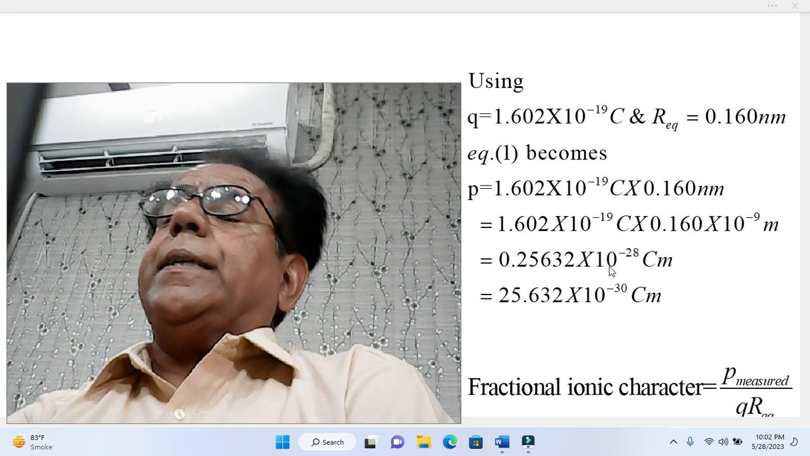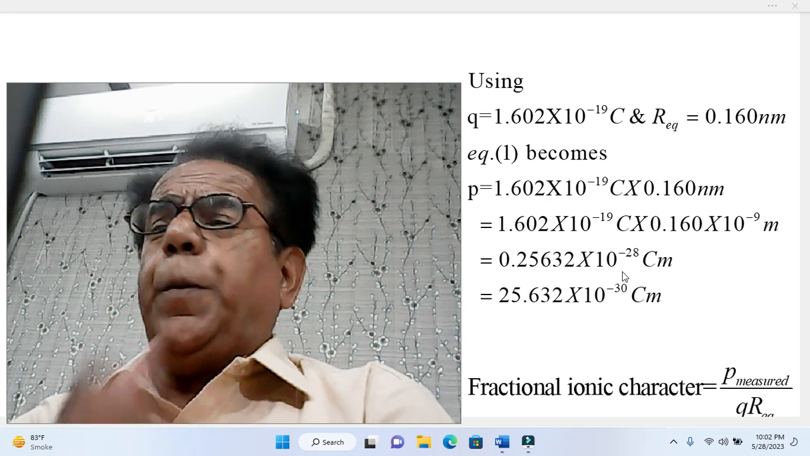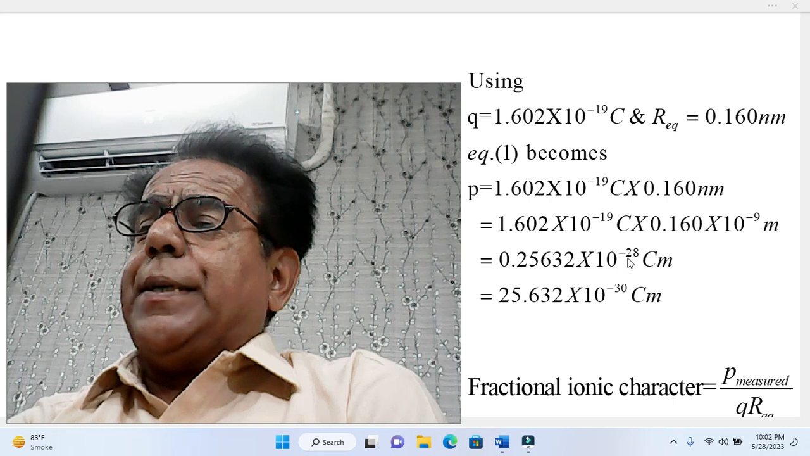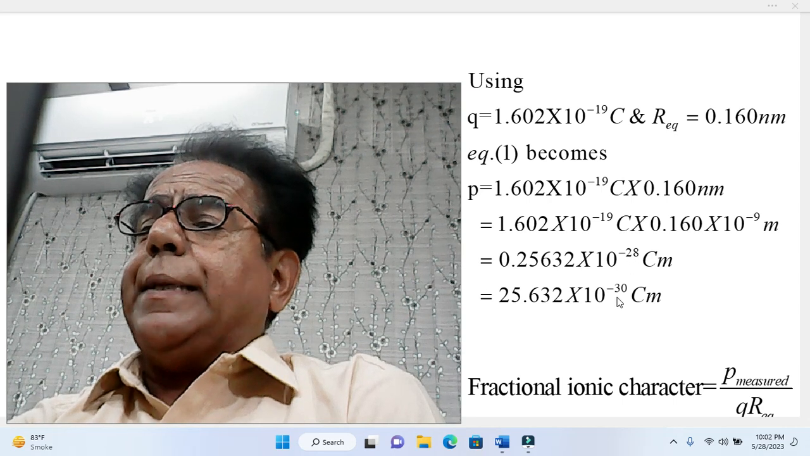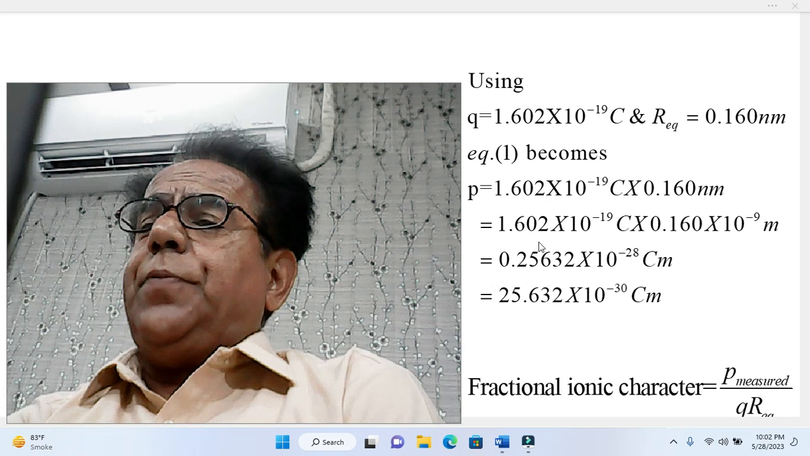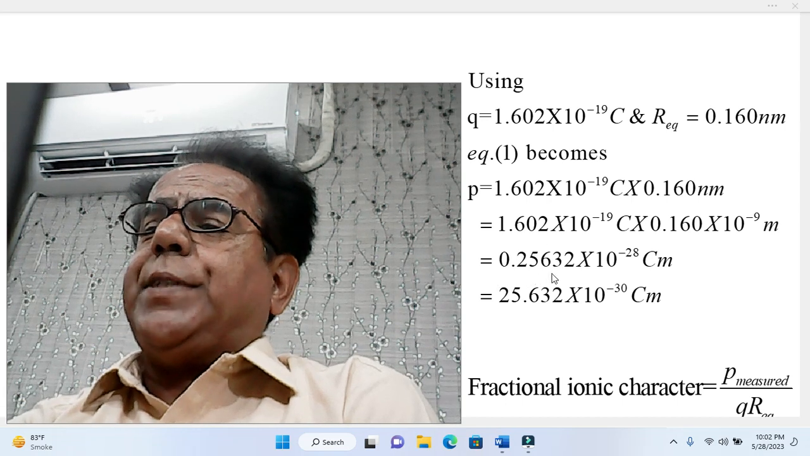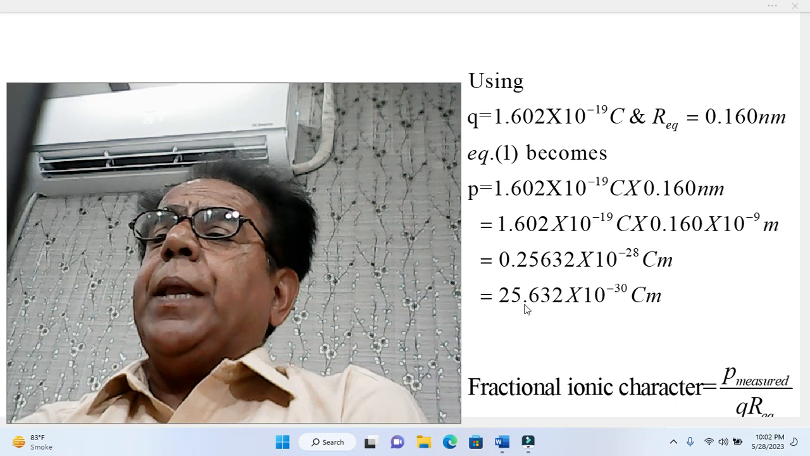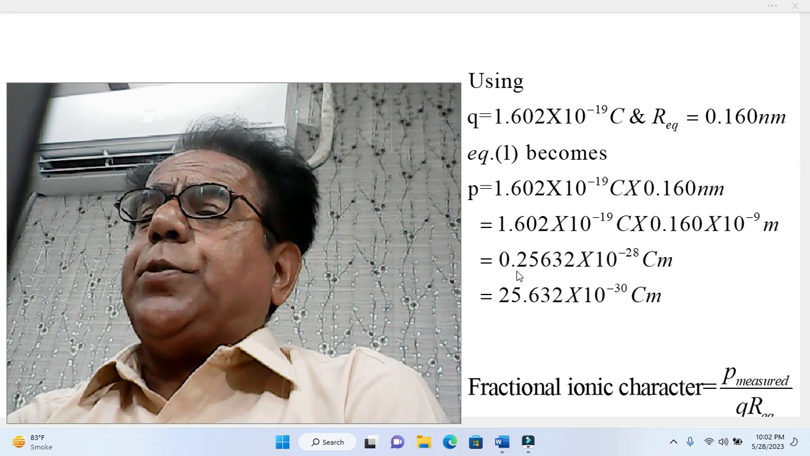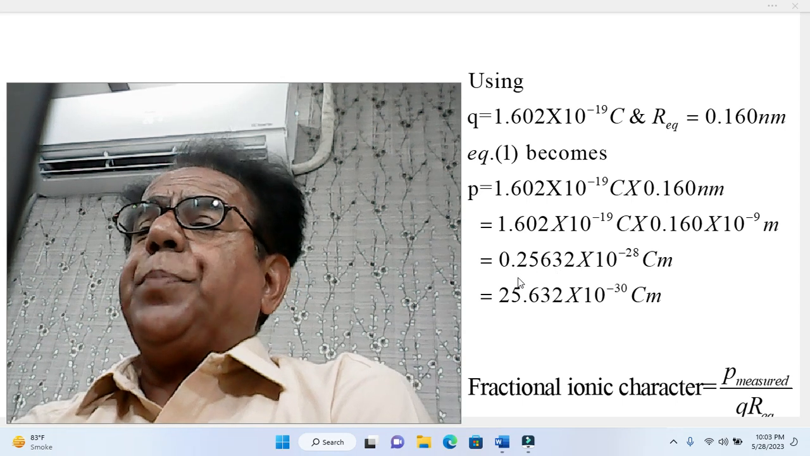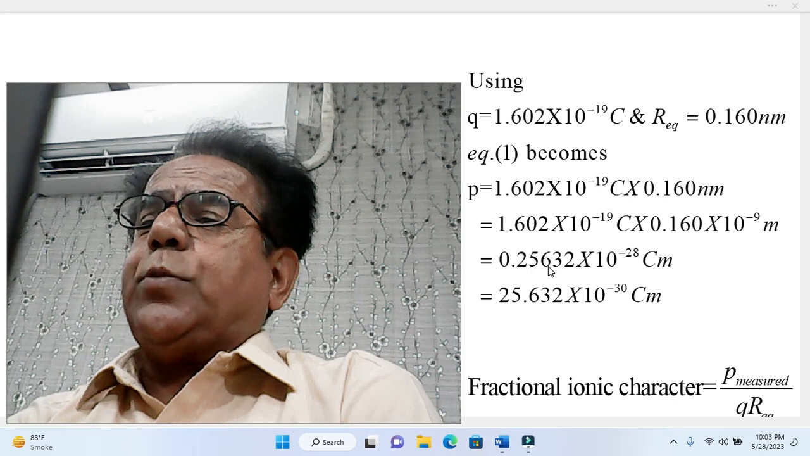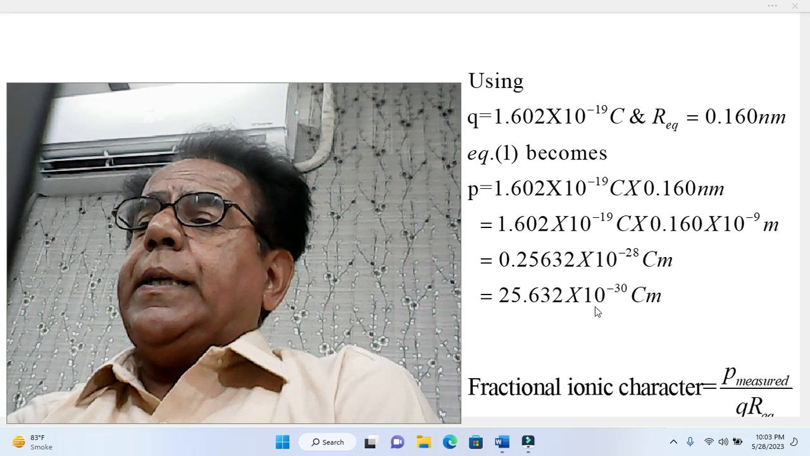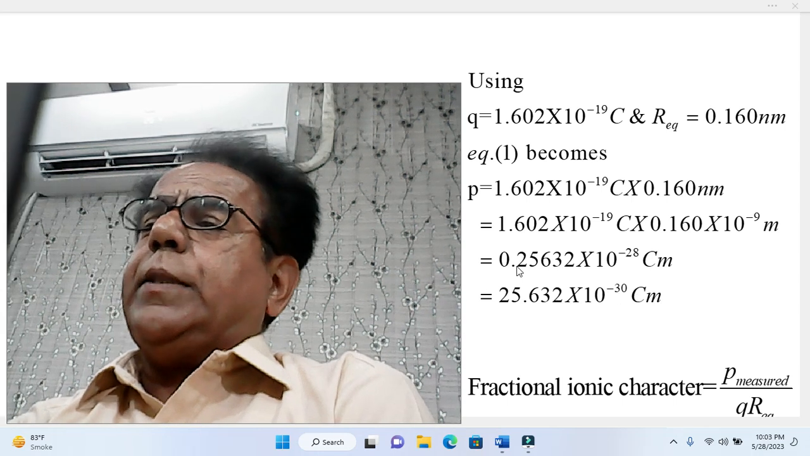The fashion or trend is that we express electric dipole moment in terms of 10 to power minus 30 coulomb meter. So for this purpose, when we change 10 to power minus 28 into 10 to power minus 30, the value 0.25632 will take the form 25.632. That is to say, the decimal has been shifted 2 places ahead. Instead of 0.25632 we have obtained 25.632 into 10 to power minus 30 coulomb meter. This part has been solved.